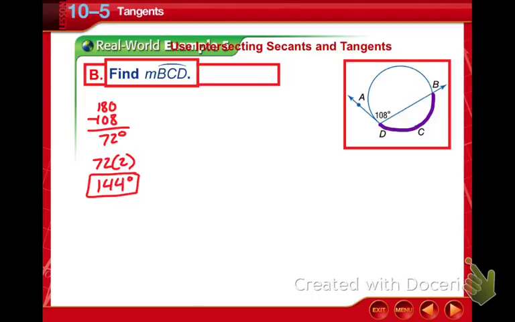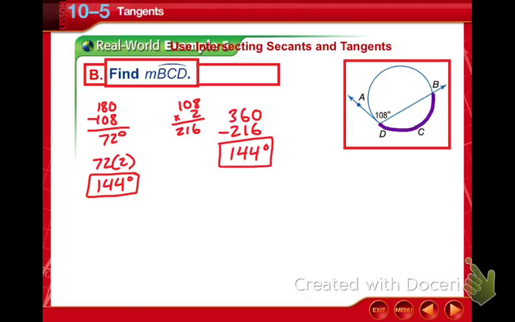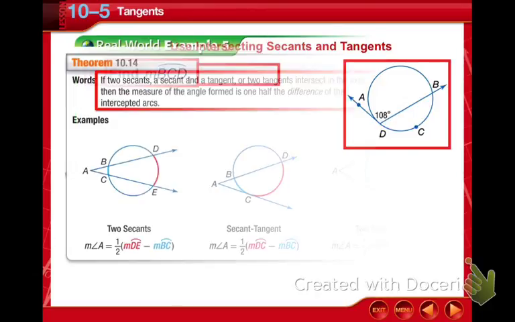Now, we should get the same answer if we go the other way. So if we take what we do have, the 108, and we double that, we should get 216. And we take the 216 and subtract that from 360. And it definitely comes out to be 144. So we got the same thing twice. 2 means true, as my college professor used to say.